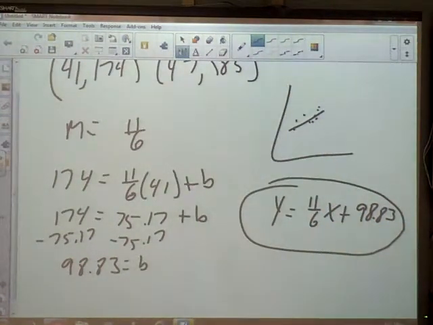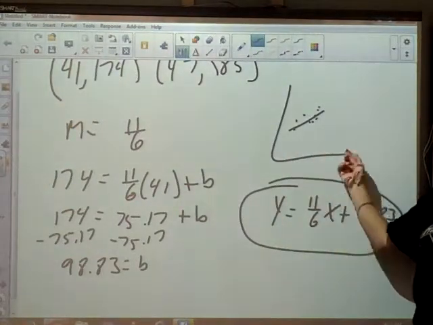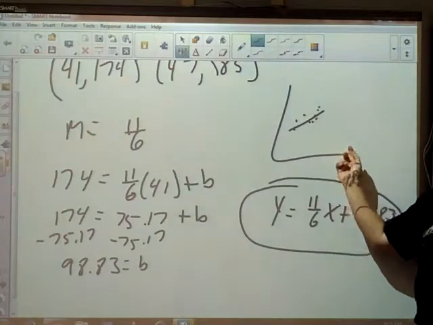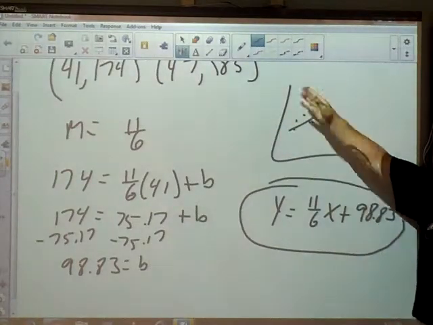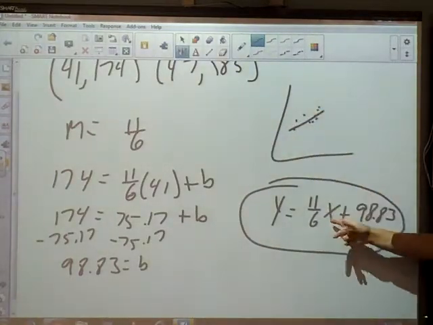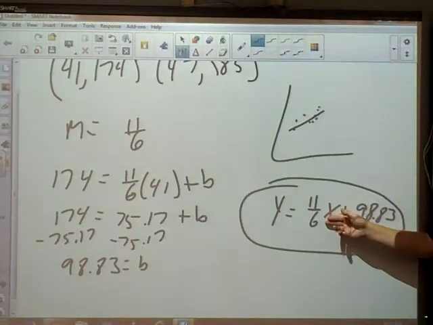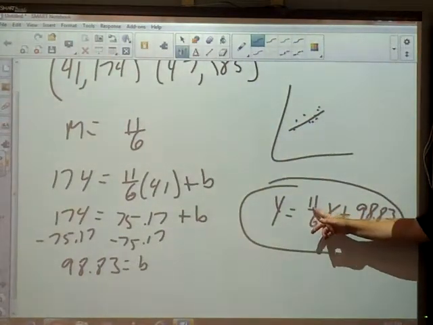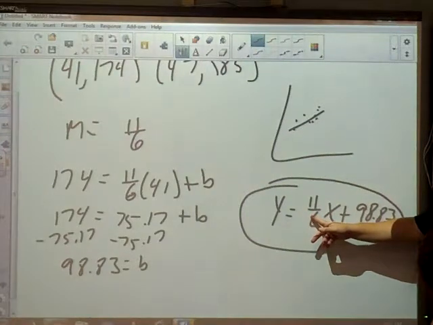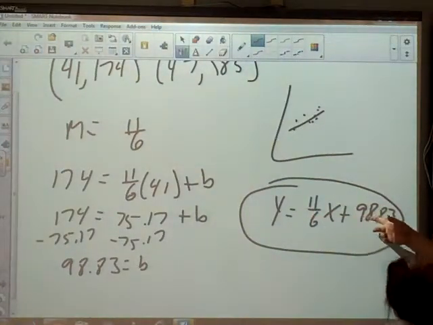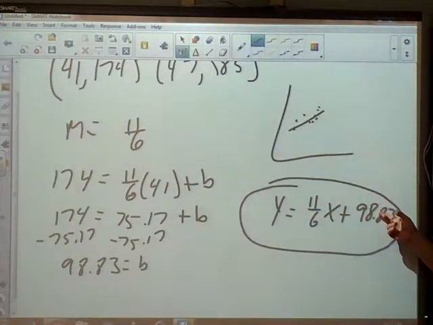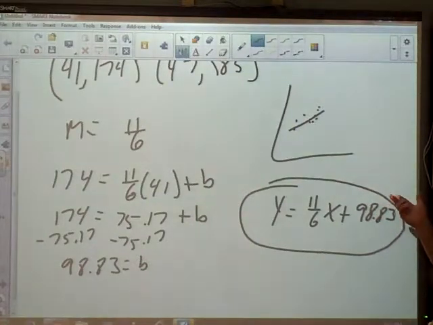All right, I believe the x-axis was our femur length, right? And the y-axis was our total height. So this is saying that whatever my femur length is, I'm going to multiply that by 1.83 and then add almost 99 to it, and that'll give me my height. That's what that would be telling us in context.